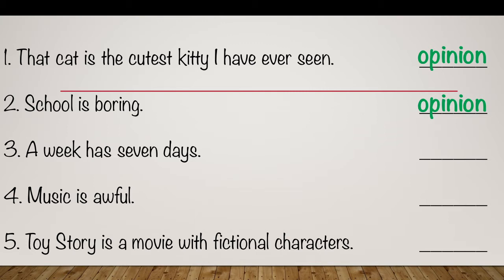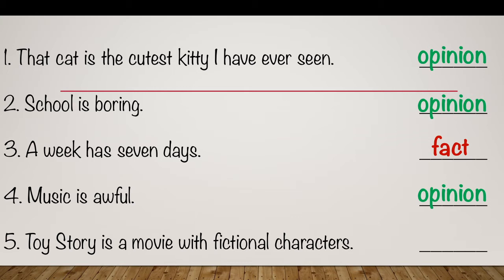Number 3, a week has 7 days. Fact or opinion? It's a fact. Every week has 7 days. Sunday, Monday, Tuesday, Wednesday, Thursday, Friday, Saturday. That makes 1 week. 7 days in a week. Number 4, music is awful. Awful means bad. Music is bad. It's an opinion because some people love to listen to the music and relax, just enjoy themselves when they listen to the music.